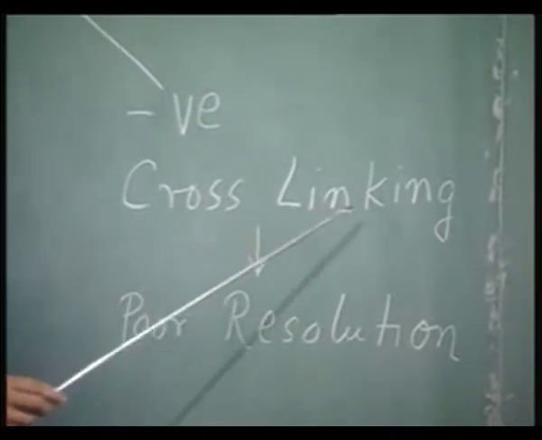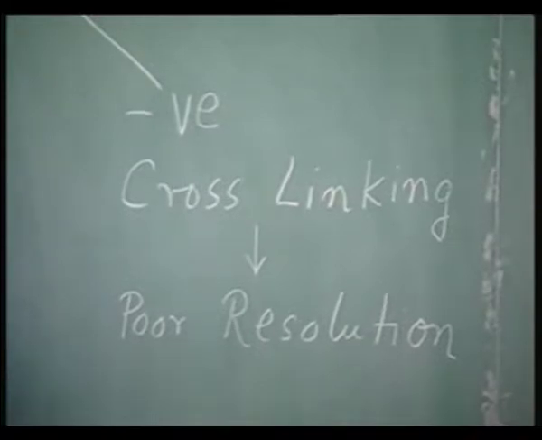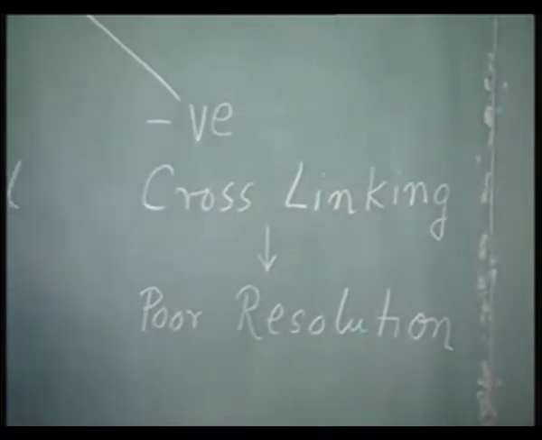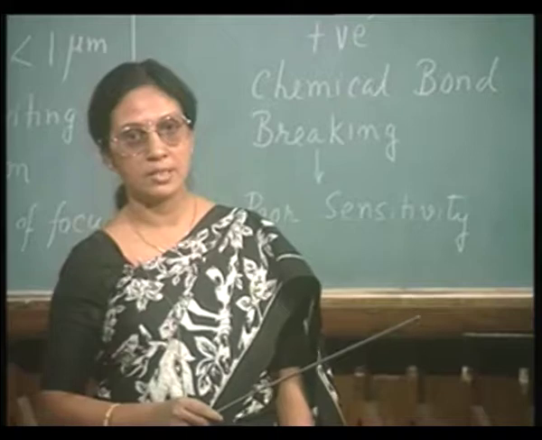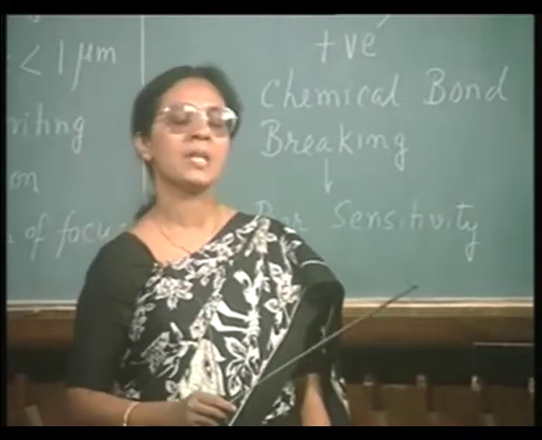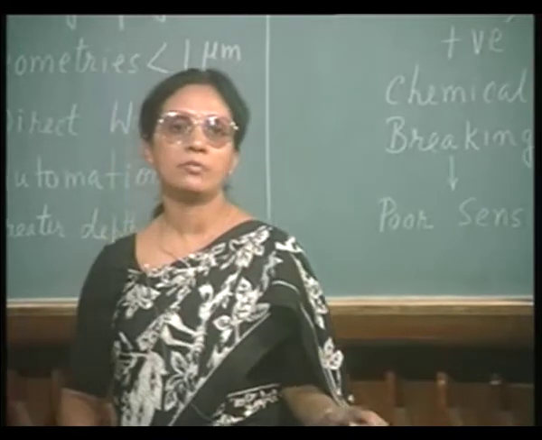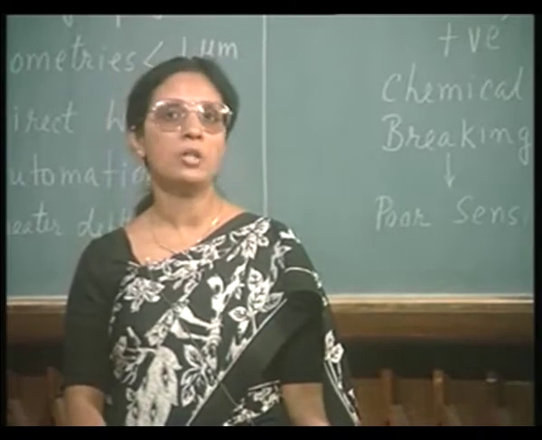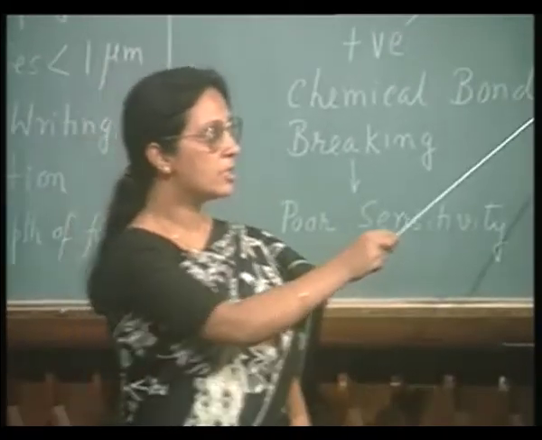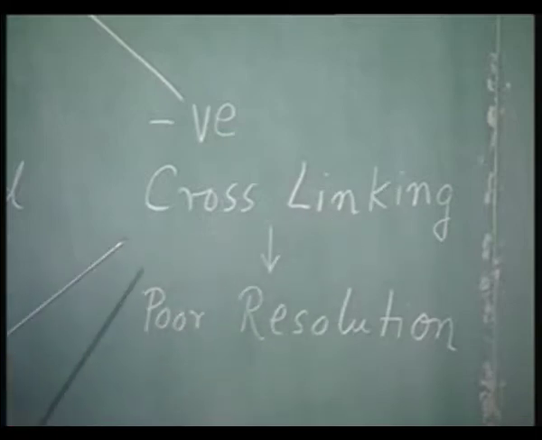Now, if these organic molecules, the monomer chains, cross link and become bigger molecular chains, then obviously the molecular weight is going to increase, and once the molecular weight increases, it becomes more difficult to dissolve them in the developer solution. So, that is what we meant, that negative photoresist hardens on irradiation. Upon irradiation, cross linkage of monomer chains takes place, and therefore, molecular weight is increasing, therefore, it is more difficult to dissolve. Therefore, the negative photoresist gets hardened on irradiation.